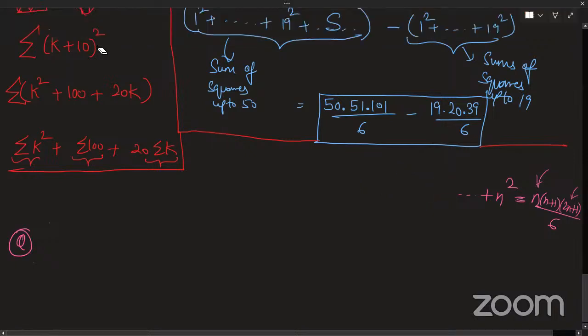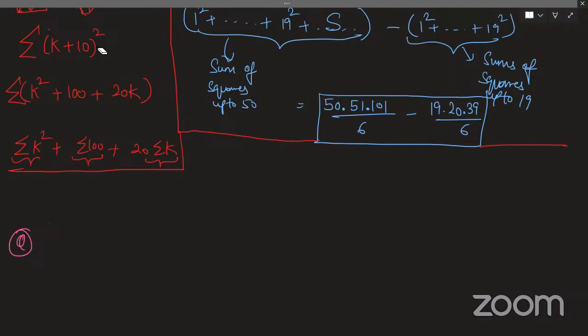Excuse me, sir. Yeah. Any doubt? We can do 10 square to 40 square.